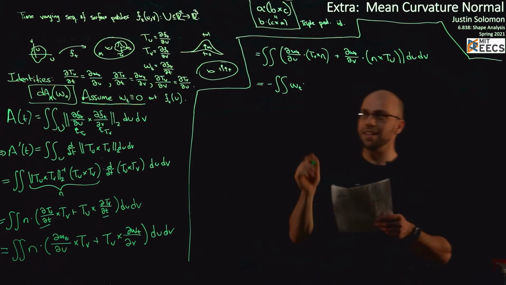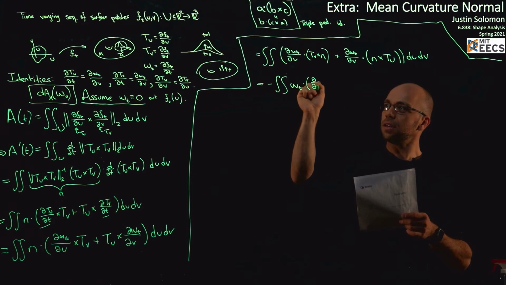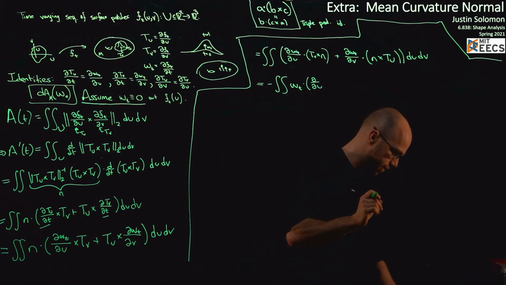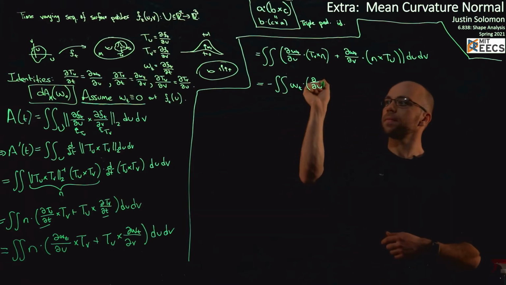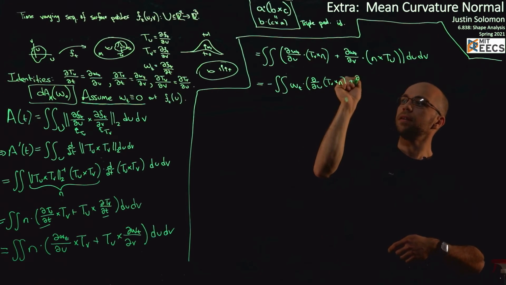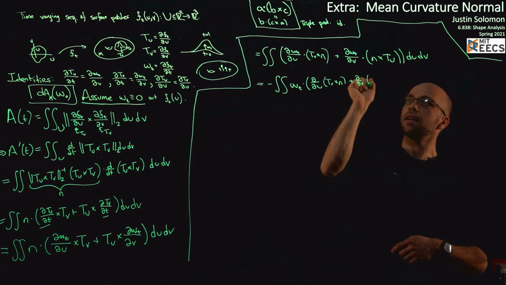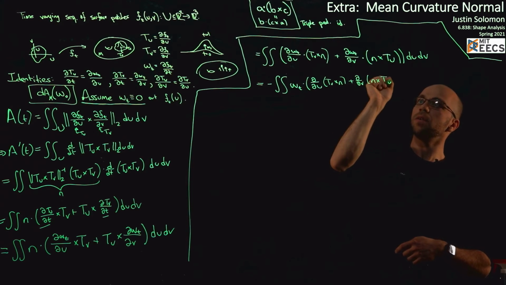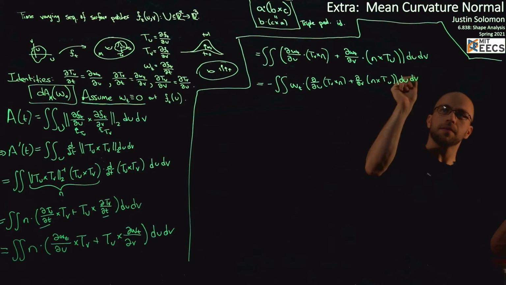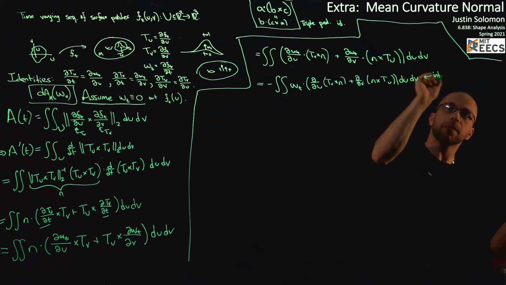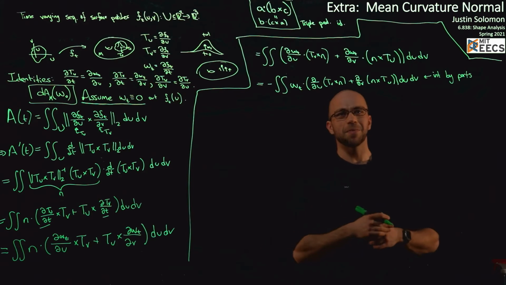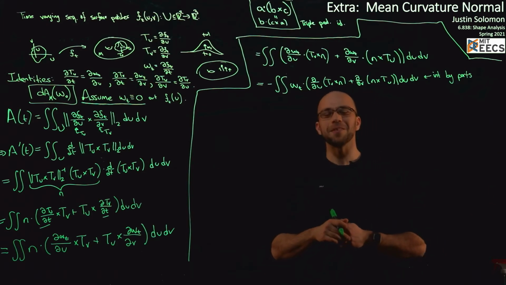Now we get a bunch of terms on the inside. You're going to get d over du of tv cross n, plus d over dv of n cross tu. So this is just integrate by parts in the multivariable sense. This is a byproduct of Stokes' theorem, if you recall that one from your calculus class.